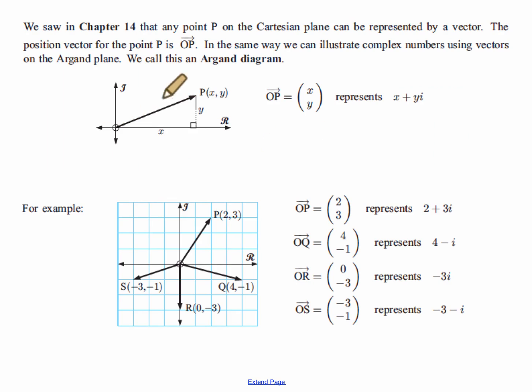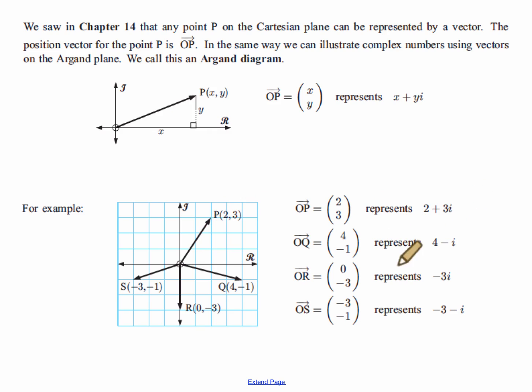When we use vectors this way, we call it an Argand diagram. The vector OP is equal to (x, y), and that represents x plus yi. Whatever the value of x is, we come over that far, and if it was negative we would go to the left, but we're assuming it's positive, and then up y units. We draw from the start to the end, and we have an Argand diagram of the complex number x plus yi. For example, 2 plus 3i: over 2, up 3, and we draw this vector, and we have an Argand diagram of the complex number 2 plus 3i.